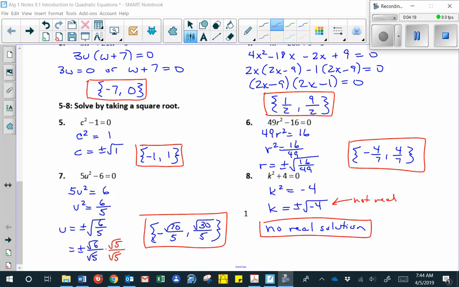Notice that this equation has no real solution because there is no number that when squared gives you a result of negative 4.